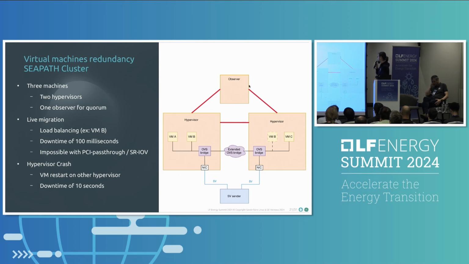For that, you also need a third machine that's just an observer. It's a less powerful machine, but it is there to be able to take decisions. The main goal is on the hypervisor. This is good, but has 2 main drawbacks. The first one is that you can't do that with physical access like PCI pass-through or SR-IOV. It's not possible to use live migration.